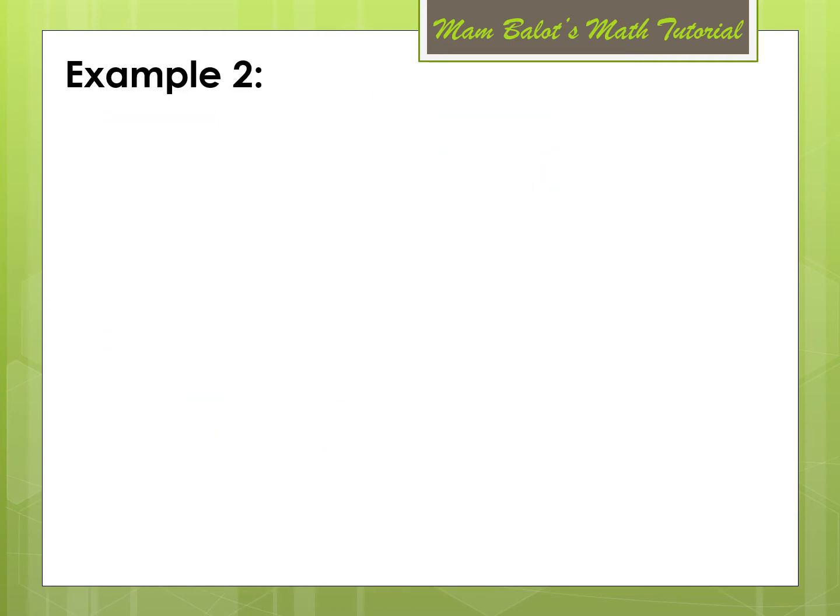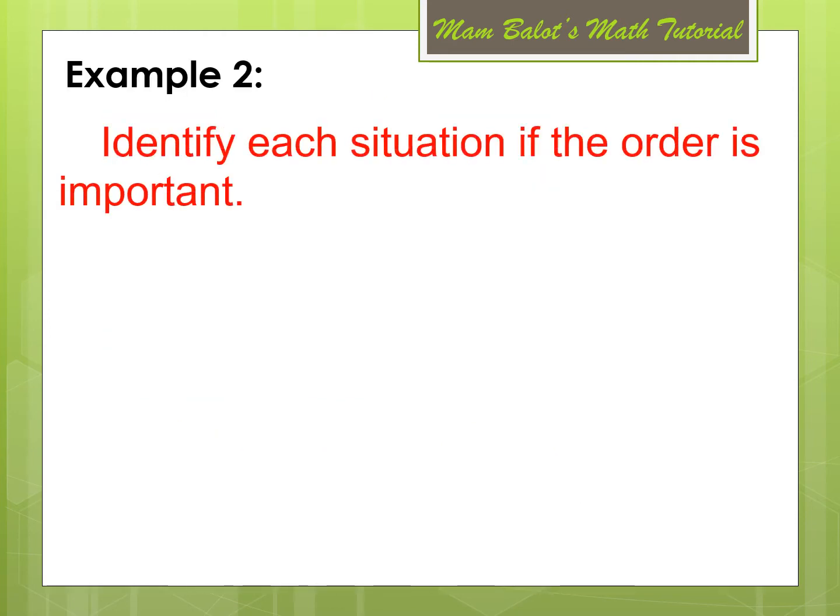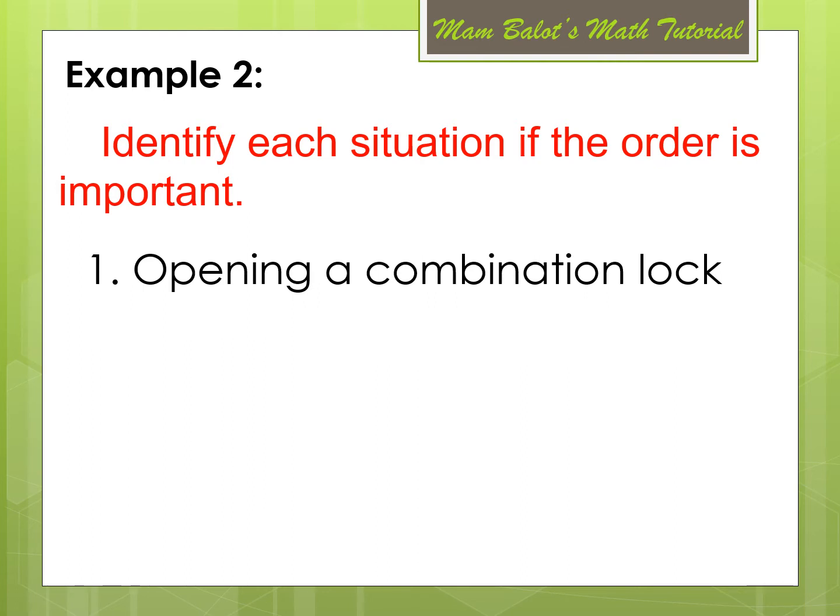Let's have another example. Identify each situation if the order is important. In this activity, we can identify what concept we will use in a certain situation, whether we will use the permutation or the combination, by just identifying if the order is important. Number 1, opening a combination lock. Is the order important in this situation? Yes, of course, the order is important because you cannot open a lock if the digits or the password you entered is in incorrect order.